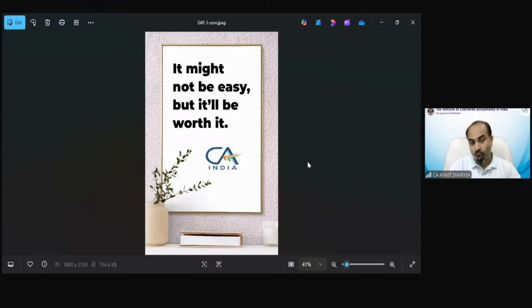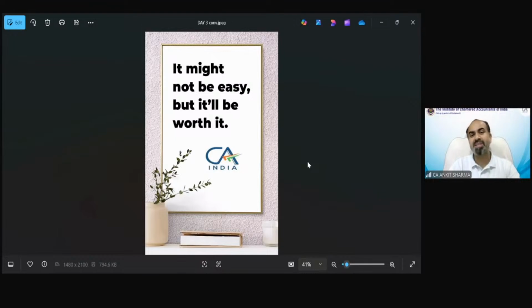It might not be easy, but it will be worth it. Definitely it's not going to be easy. The journey would not be easy. But if it is easy, then let me tell you, it's not going to be worth it. The more difficult the journey, the more worthy the outcome, whatever you have expected in your life.